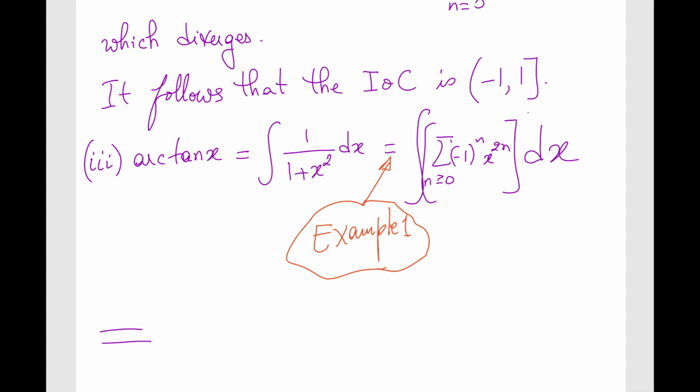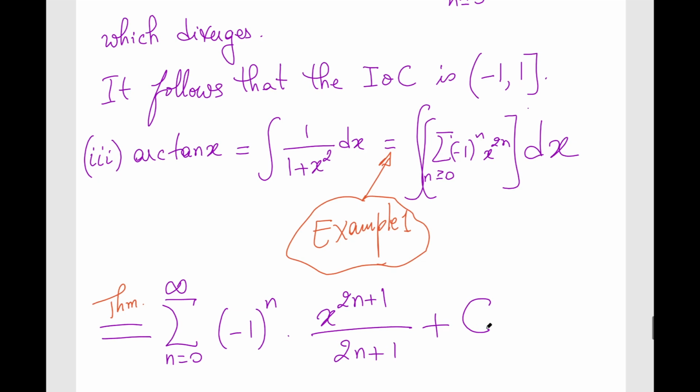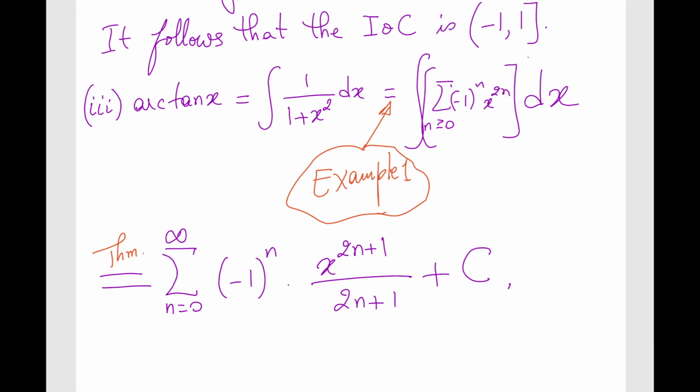So this is where the theorem now kicks in. By theorem, I mean the previous theorem. And you can integrate term by term, and what do you get? You get sigma from 0 to infinity of (-1)^n x^(2n+1) over 2n+1, plus a constant of integration, right? Plus a constant of integration. Okay, and don't forget this is for all x between -1 and 1.